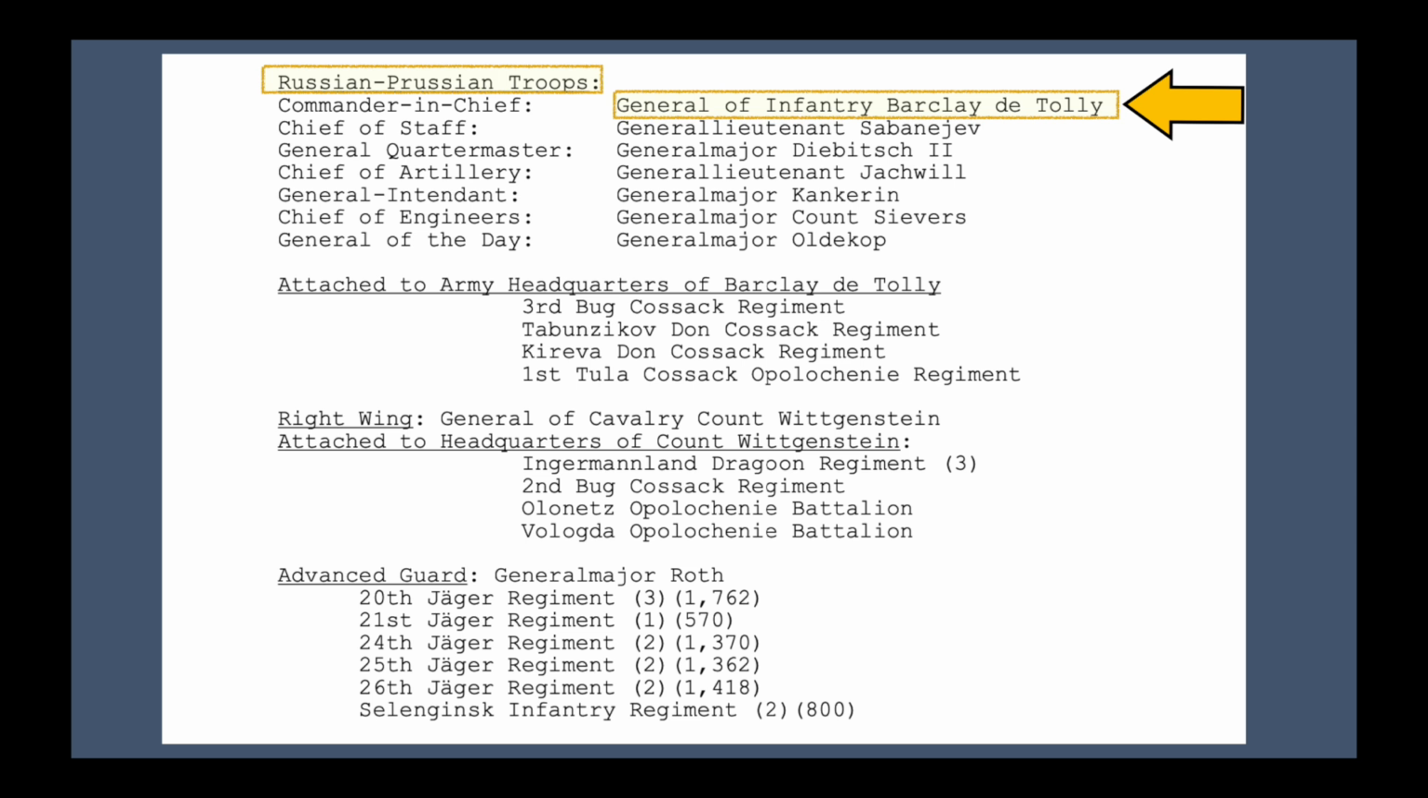In some cases, you might find a subordinate commander listed with responsibility for one large portion of a field army, like in the case of the Russian and Prussian contingent of the Army of Bohemia, which was commanded by Barclay de Tolly. In most other cases, however, the next level down is a corps. Here, as an example, we have the French Second Corps at the Battle of Dresden, a force of roughly 25,000 men, under the command of Marshal Victor. Note, by the way, these are indicated using Roman numerals.